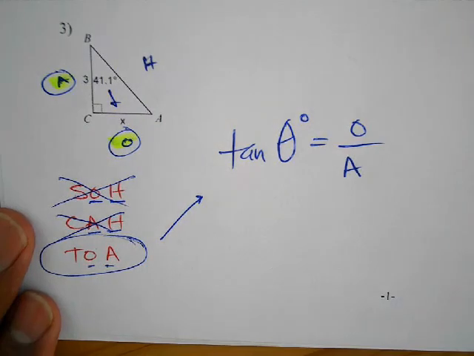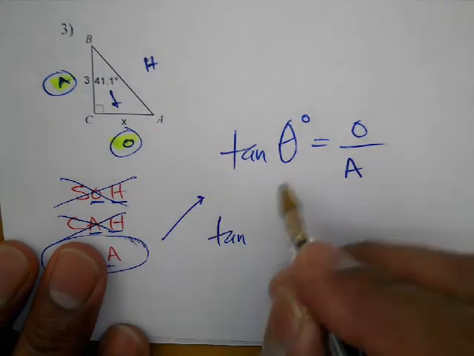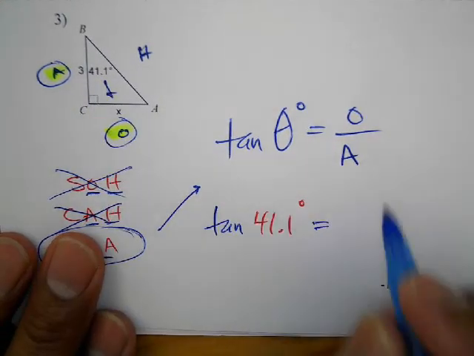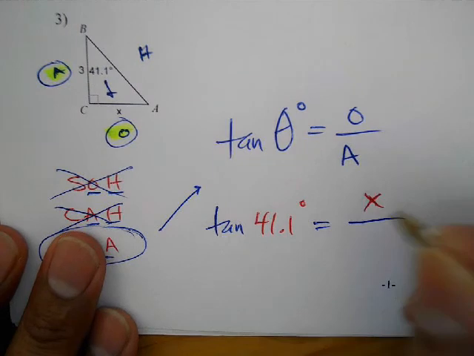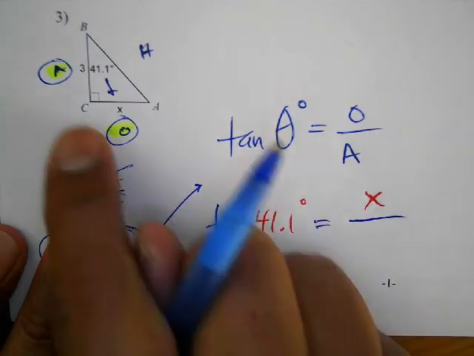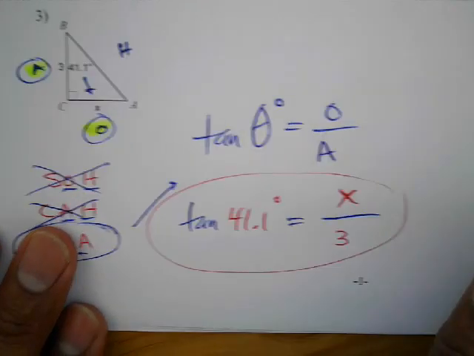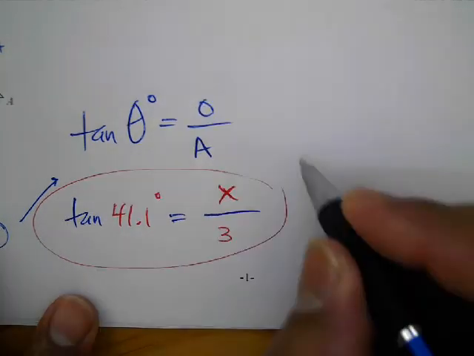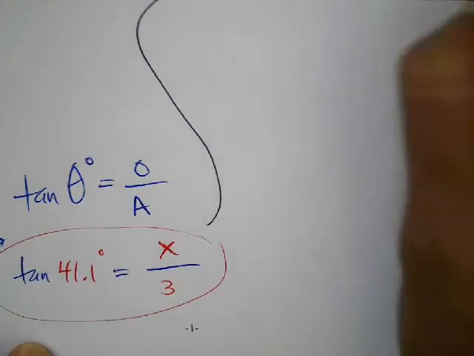And now we put the information here. Okay, so the angle is what? We're going to get tangent of 41.1 degrees. Tangent of 41.1 degrees, that's the angle, is equal to O, that's X, over A. A is 3. And here's this setup. We learned to do this in the previous assignment. Well, now we're taking this and we're actually solving it. That's what's happening today. And we're recognizing the fact that this is a proportion now.